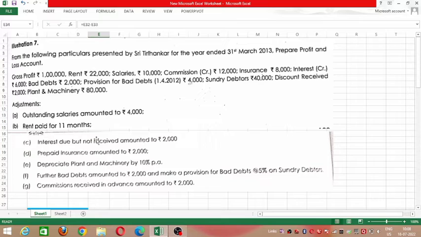Next, third one, interest due but not received amounted to 2,000. The interest amount of 2,000 we were supposed to receive but have not yet received. So this is outstanding income, which should be added to the respective income on the credit side of the P&L account. Next, fourth one, prepaid insurance amounted to 2,000. So here they have given insurance amount 8,000. Out of 8,000, 2,000 is prepaid. So prepaid expenses should be deducted from the concerned expenses. What is the meaning of prepaid expenses?